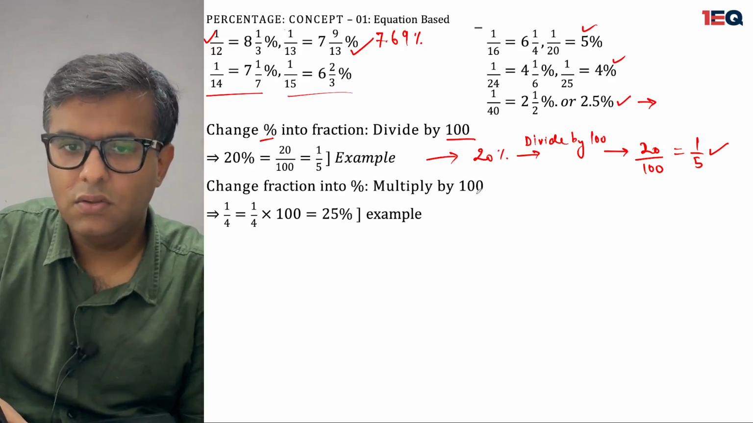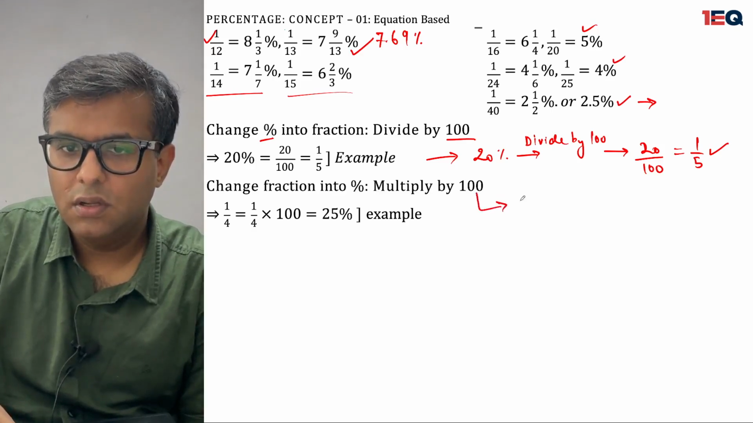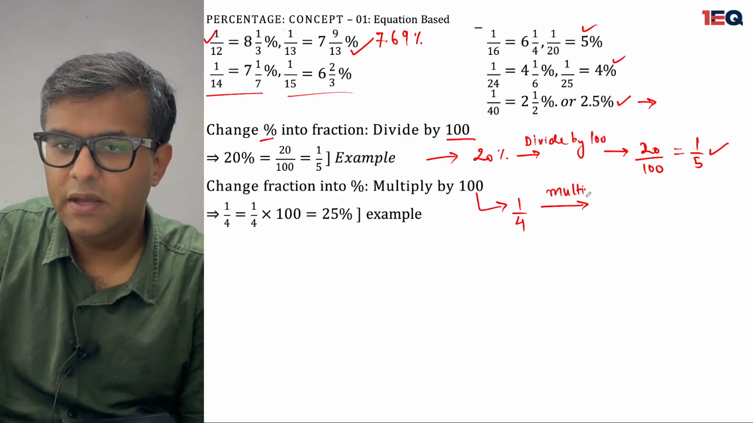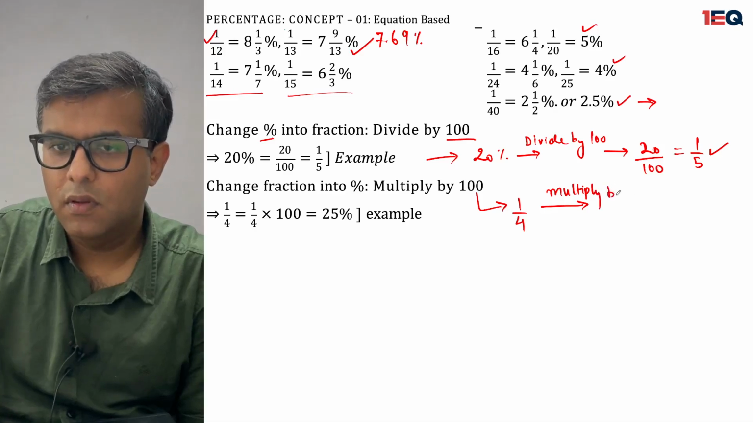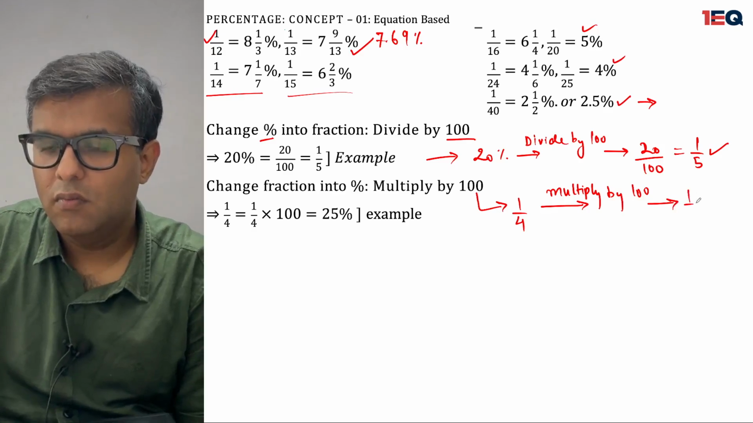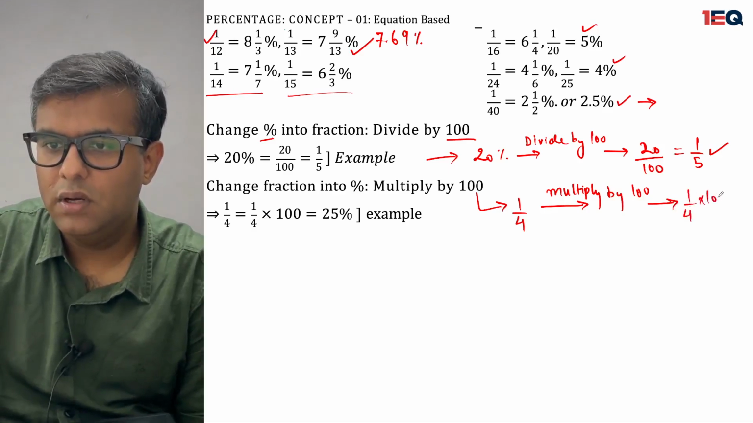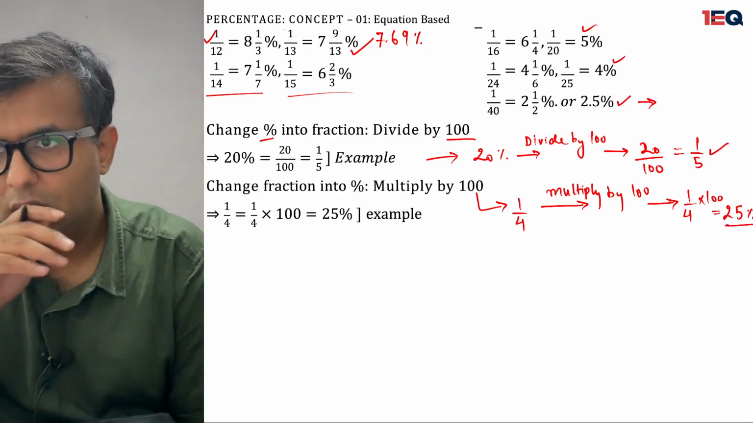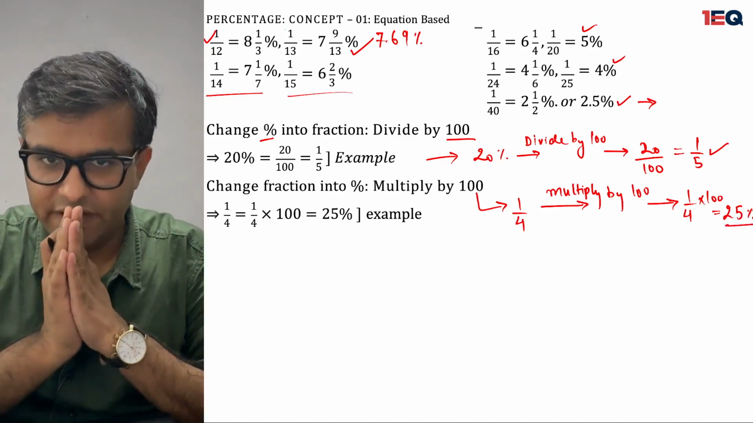To change a fraction into percentage, like 1 by 4, I multiply by 100. 1 by 4 into 100 equals 25%. I hope I've made myself very clear.